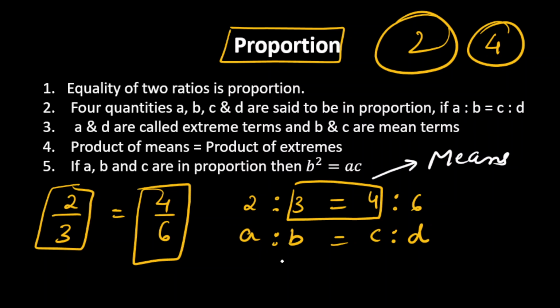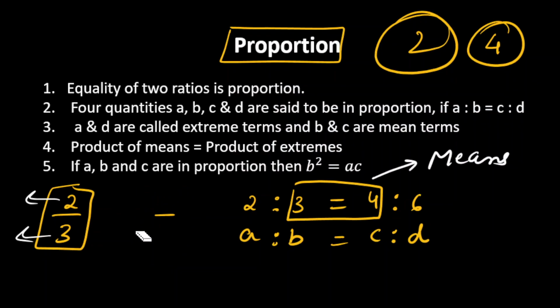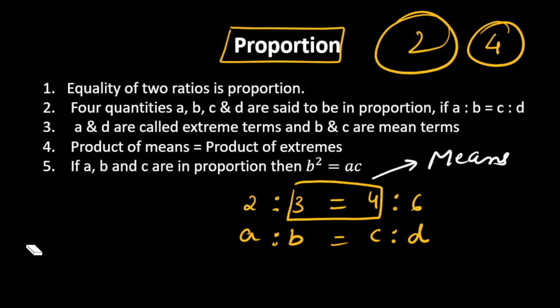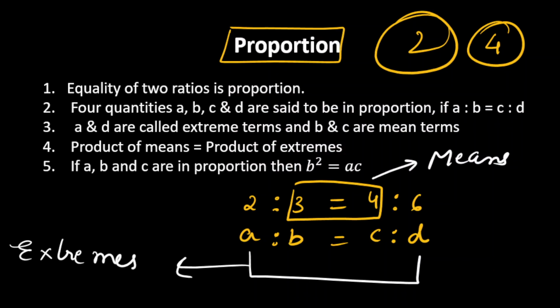Like in case of ratio we had numerator as antecedent and denominator as consequent, in the same way in case of proportion the middle ones are known as means and the outer ones, the middle ones here are B and C, so the outer ones are A and D, are known as extremes.